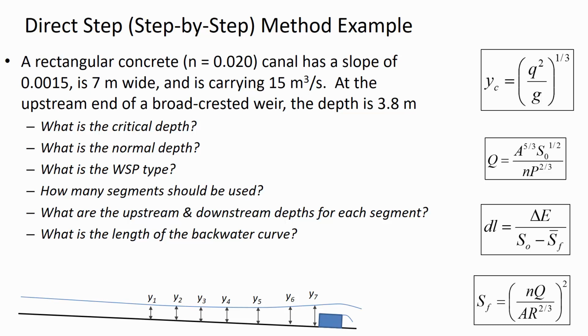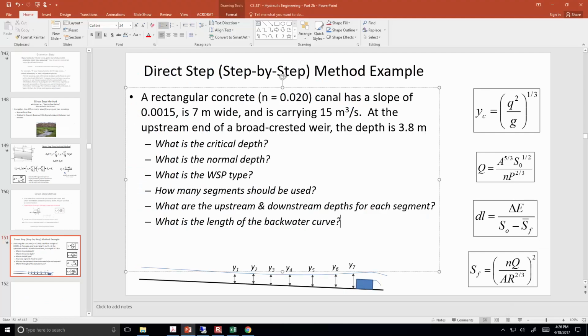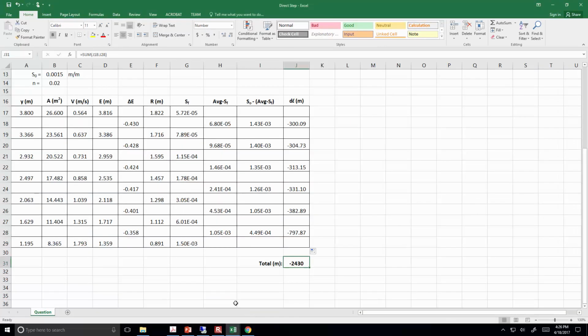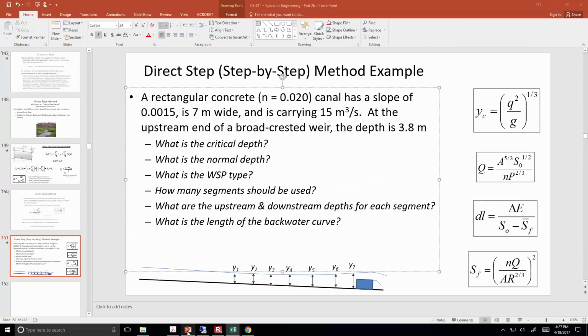And the shorter our elevation difference, the more accuracy we have. And so there's really no reason why we couldn't do, from 3.8 to 3.7, 3.6, 3.5. I mean, it'd be kind of tedious, but once you type the formula in one time, then all you have to do is paste the formula through all the rest of the depths. So any questions about the direct step method?